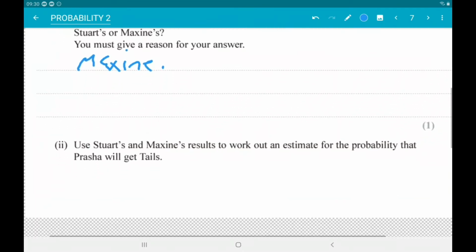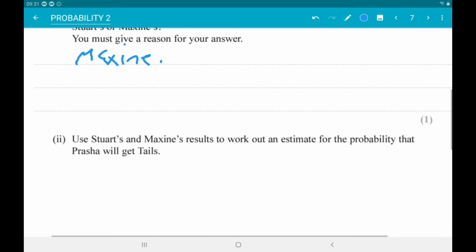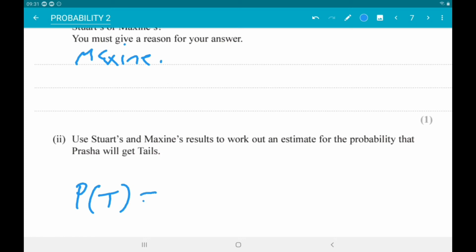Part B wants us to use Stuart's and Maxine's results to work out an estimate for the probability Prasha gets a tails. So that wants the total number of throws, so that's 10 and 50, and then the total number of tails, so that's 7 and 30. So the probability of tails can be estimated as 37 out of 60.